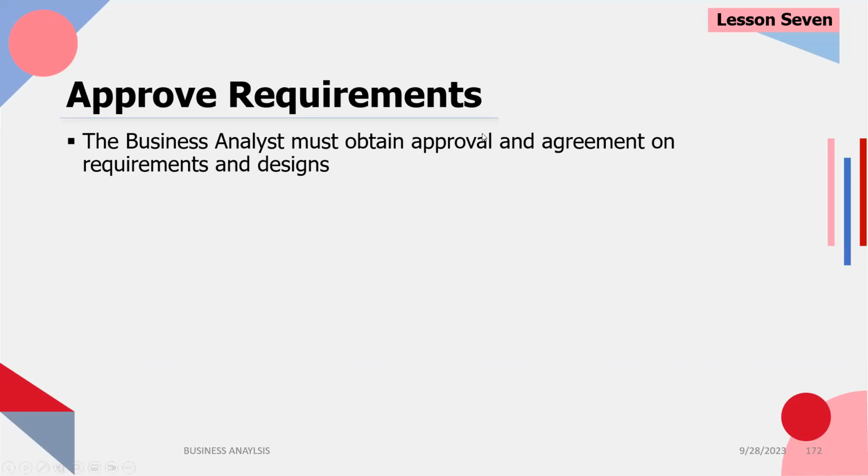And the last one here is approve requirements. So the BA does not approve requirements, right? The BA would seek to obtain approval and agreement on requirements and design. Usually, there is somebody or a few people that would approve requirements. If you don't know who they are, right, ask your PM, ask the people that you got the requirement from.